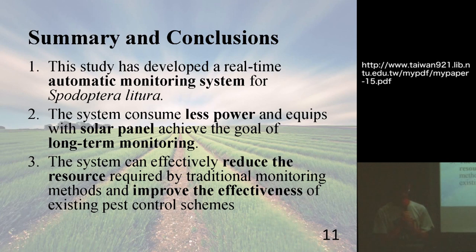Okay, and this is the summary. The study has developed a real-time automatic monitoring system for Spodoptera litura. The second one, the system consumes less power and is equipped with solar panels, achieving the goal of long-term monitoring. The third one, the system can effectively reduce the resources required by traditional monitoring methods and improve the efficiency of existing pest control schemes.